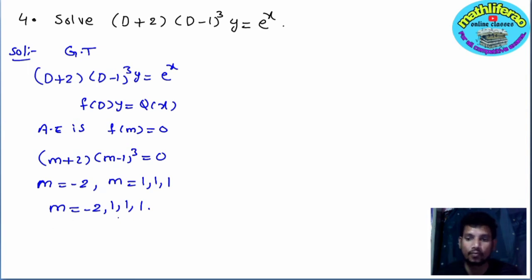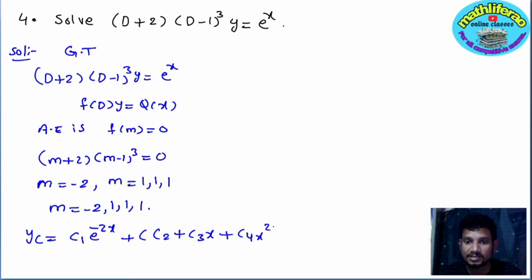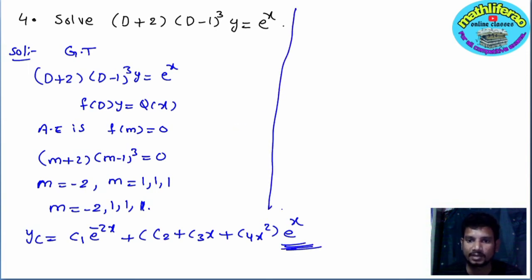Now, the roots of the equation are m equal to minus 2, 1, 1, 1. Here 1 is 3 times repeated and minus 2 is the different one. So the complementary function yc equal to c1 into e power minus 2x plus c2 plus c3x plus c4x square, for the 3 times repeated root, that is x power 0, x, x square, e power x, where m value is 1. Okay. Next we have to find out the particular integral.